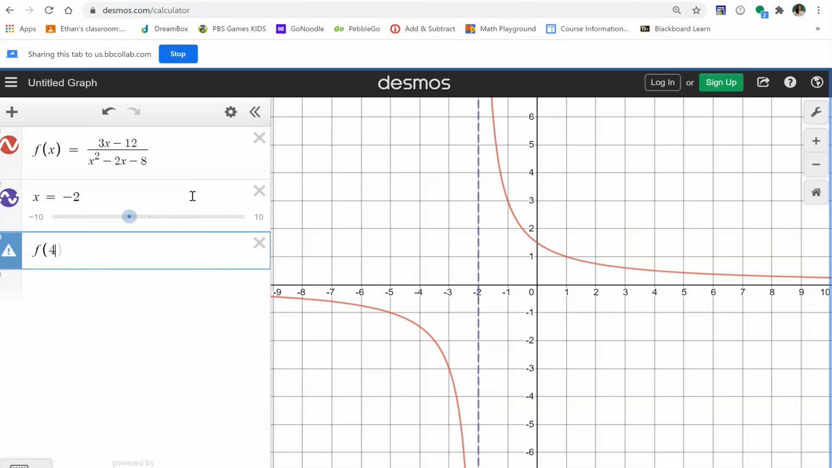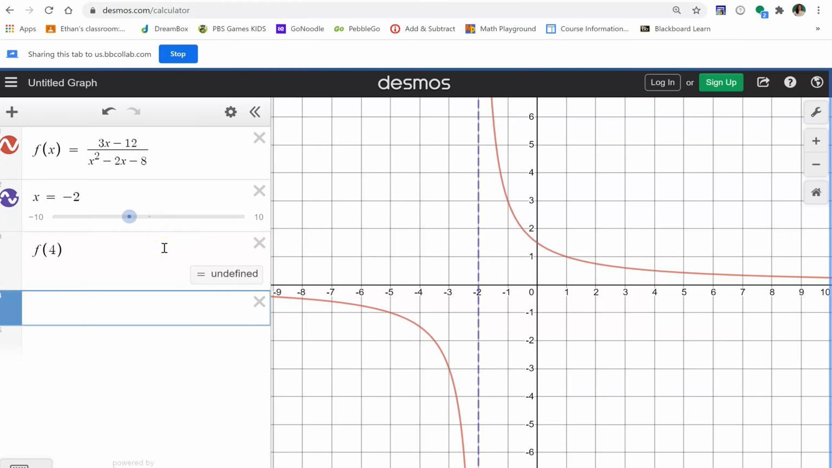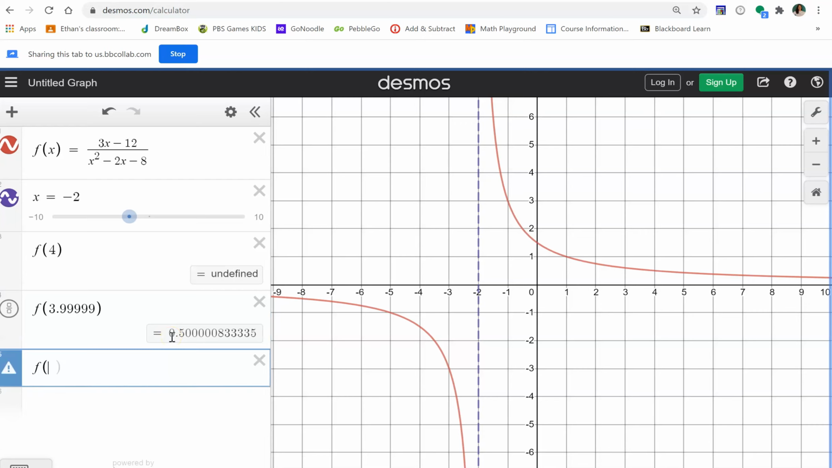If I put 4 into the function, see how it's telling me it was undefined? There's technically a hole right there. But what's happening is I get really close from the left. So I'm going to type in 3.99999. See how that's getting really, really close to 0.5, which is 1/2? And then on the other side, if I plug in 4.0001, see how that's really close to 1/2?